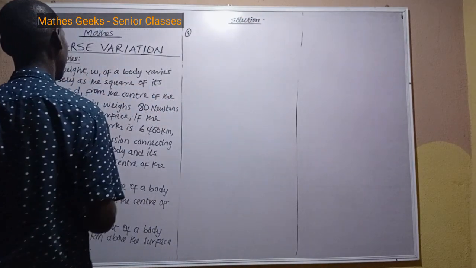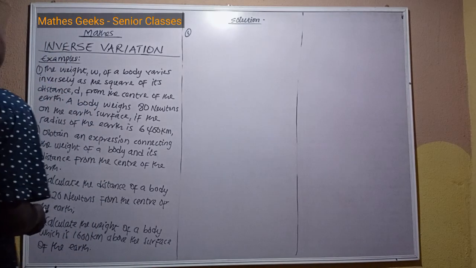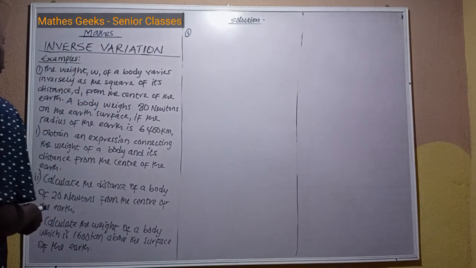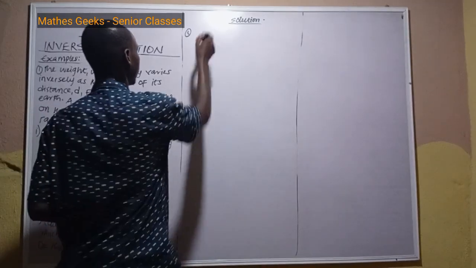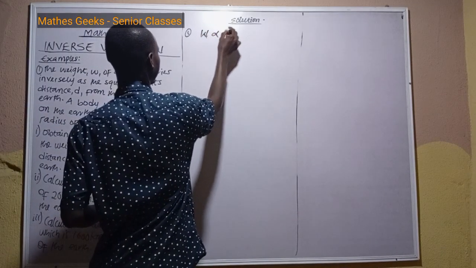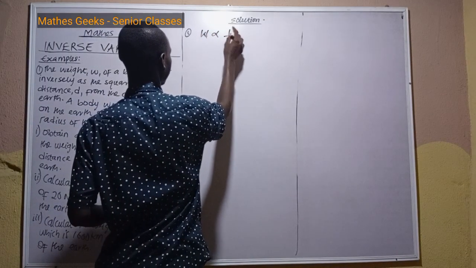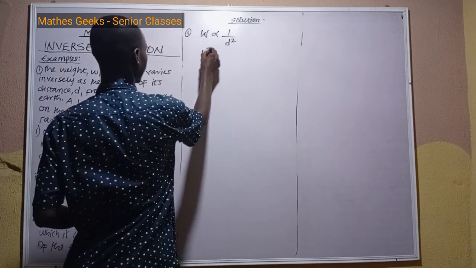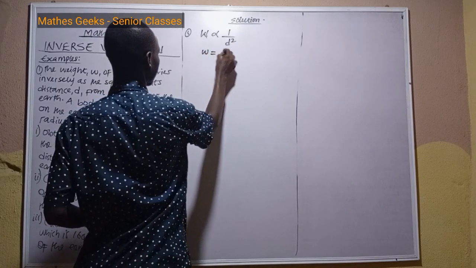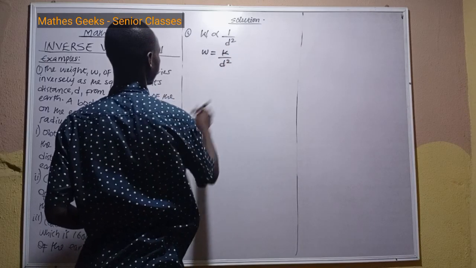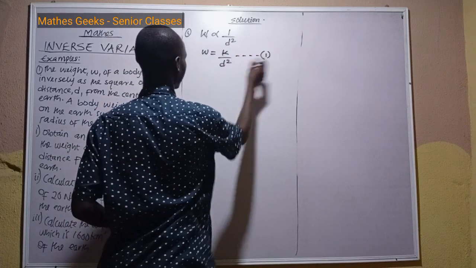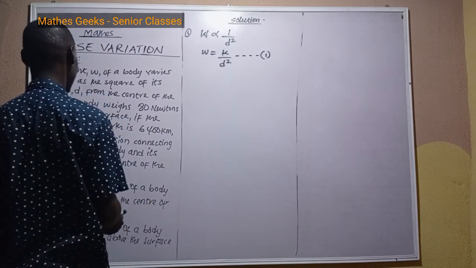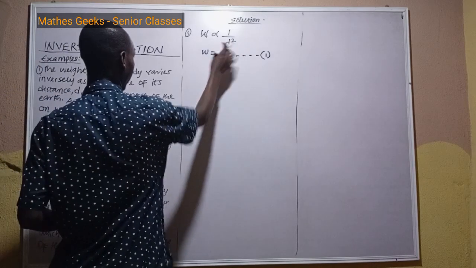The weight W of a body varies inversely as the square of its distance d from the center of the Earth. So weight varies inversely as the square of the distance from the center of the Earth. So weight is equal to k over d squared. Let's call this equation 1. The body weighs 80 newtons on the Earth's surface, so let's get our k.